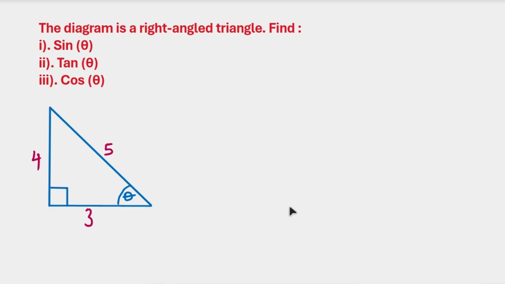So let's see how we can use the trigonometric ratios, or trig ratios for short, on right angle triangles. For the diagram of the right angle triangle, we have to find sine theta, cos theta, and tan theta. How do we go about this? Let's begin. You should know the acute angle that we are talking about.